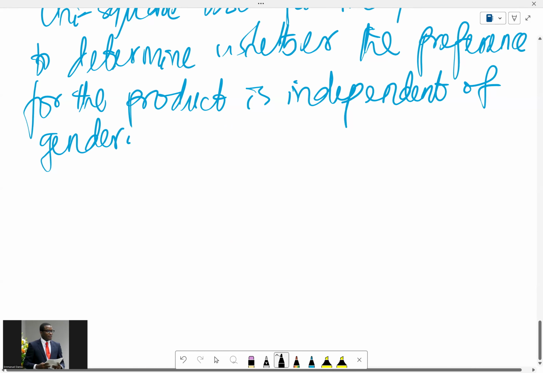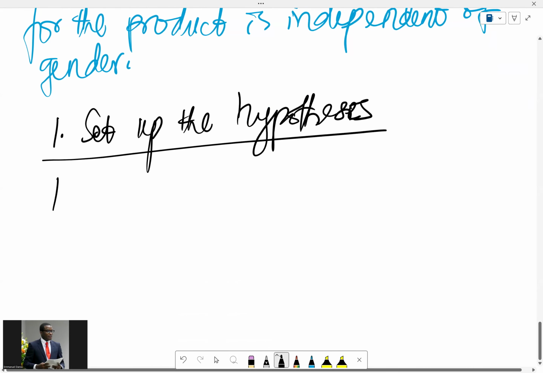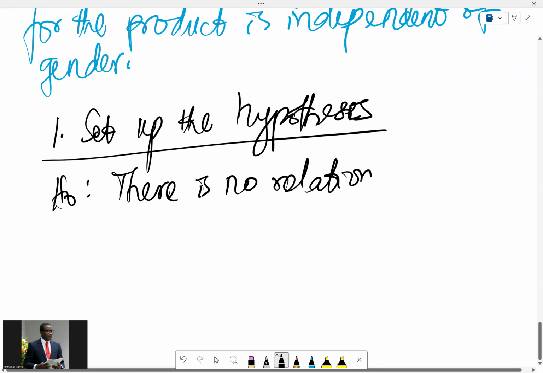Let's go for the step-by-step calculation. Here, the first step is to set up the hypotheses. So we have H naught to be such that there's no relationship between gender and product preference.